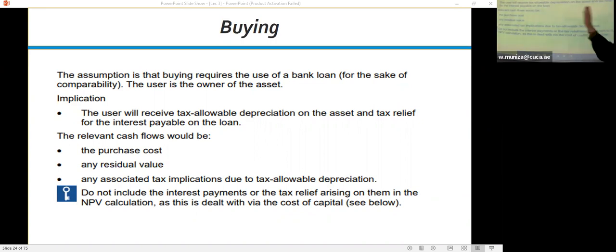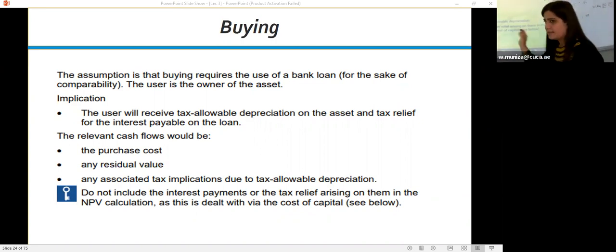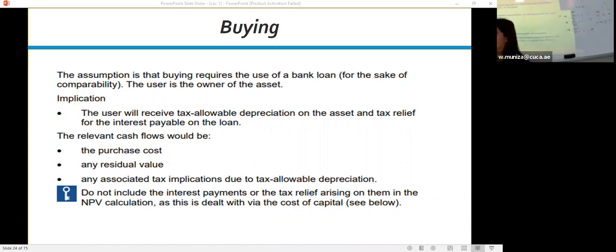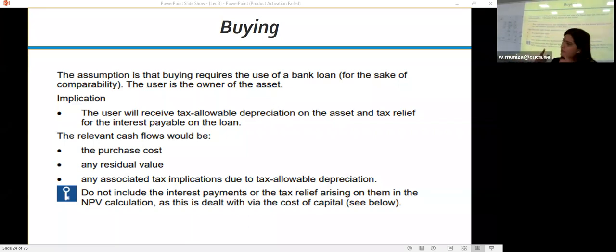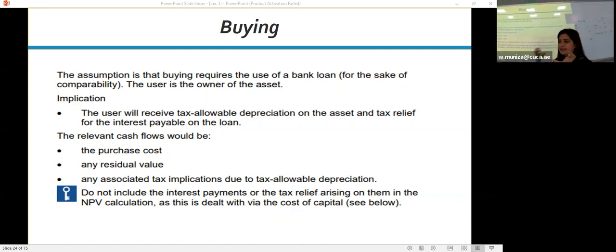So they say the assumption is that the buying requires the use of the bank loan. Every time you need to keep this in mind: when the organization is buying, they will be considering the post-tax cost of capital, because they will be needing a finance which they will be getting as a loan from a third party. So the cost of capital which you are going to use in the case of buying an asset will be multiplied by 1 minus T. Got it? It is because the asset is being bought by taking a loan. So that's what they are telling.